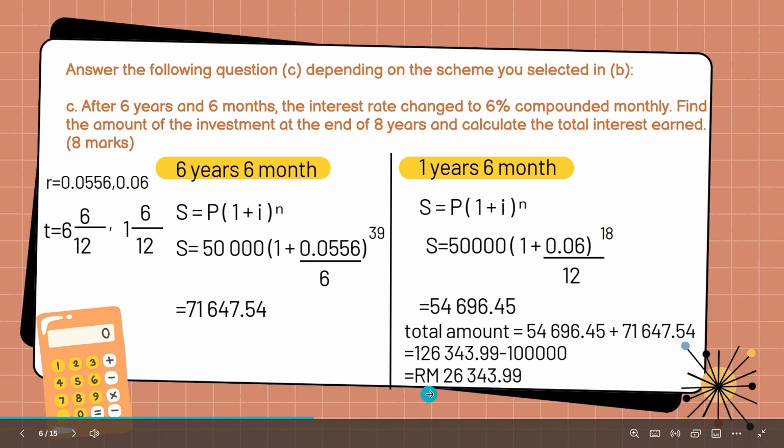Lastly, we need to minus it with 100,000, which is the total amount of P, and we will get RM 26,343 and 99 cents, and that is the final answer.